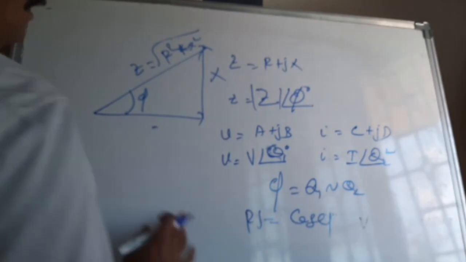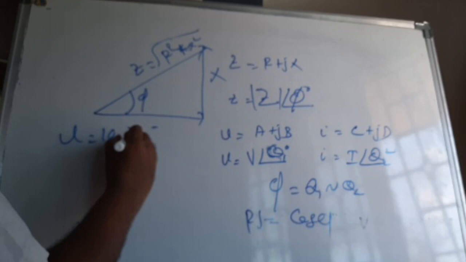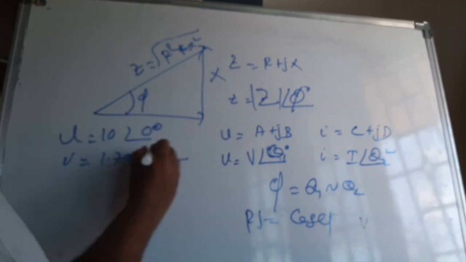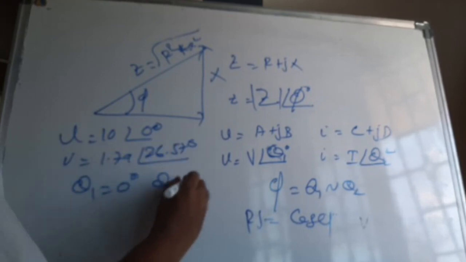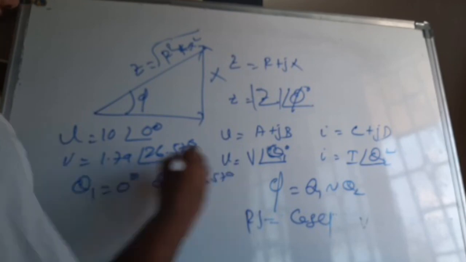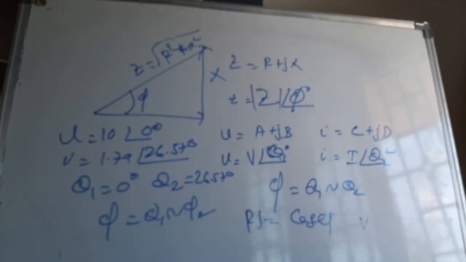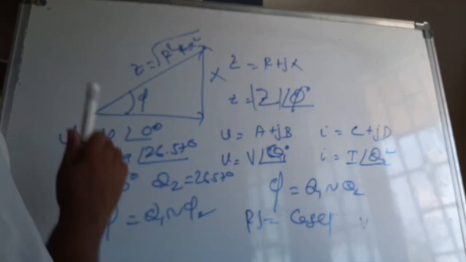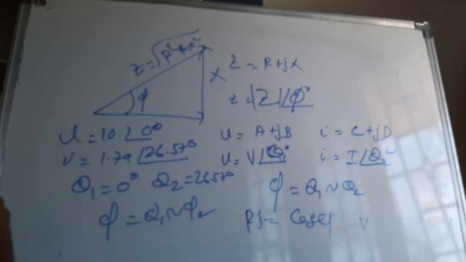That's all. Now, in the last problem from the last class, we had V is equal to 10 angle 0 degrees and I is equal to 1.79 angle 26.57 degrees. Here theta 1 is equal to 0 degrees and theta 2 is equal to 26.57 degrees. So phi is equal to theta 1 minus theta 2, which gives 26.57 degrees in magnitude. Since the current angle is 26.57 degrees in the other direction, we can say that the current lags the voltage. Okay? You got it? This is how you have to find it out.